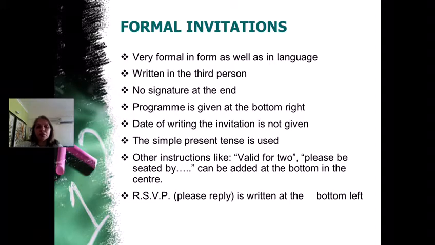Another important term is RSVP. It is very peculiar to formal invitations. It means please reply, and below it normally a telephone number or an address is given, and the host expects you to contact him to tell him whether you will be accepting his invitation or declining it. That is why RSVP is very important.